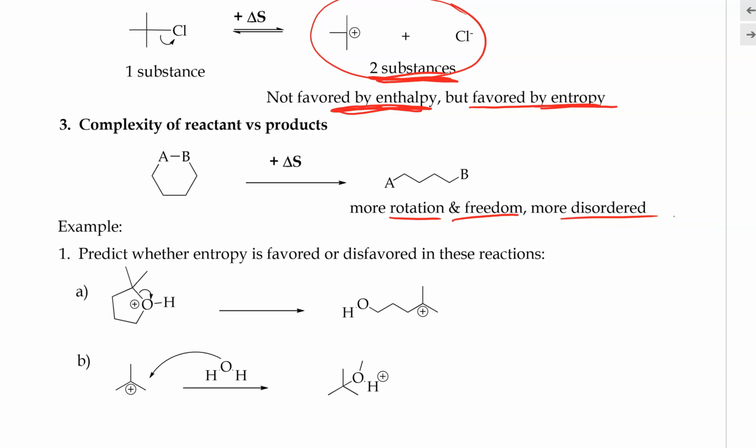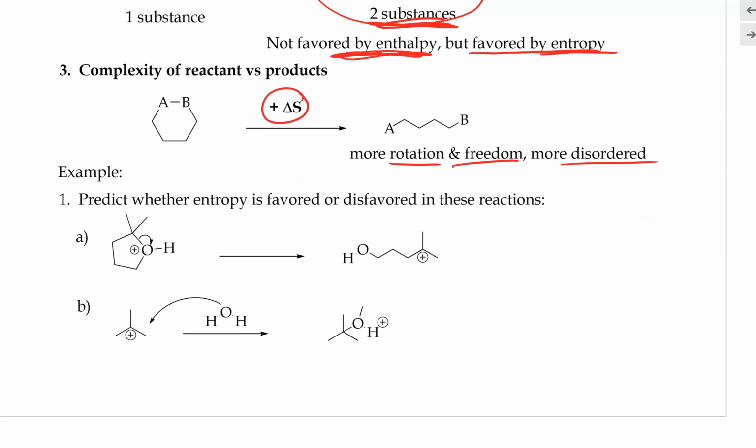So here in this case right here, the change from this ring structure into this linear structure right here will have a positive delta S, and this is being favored by entropy. So the breaking of rings of a ring system is being favored by entropy.